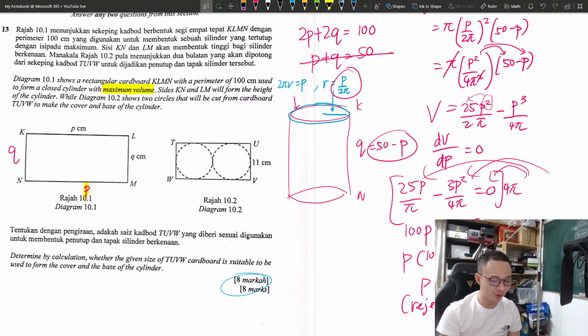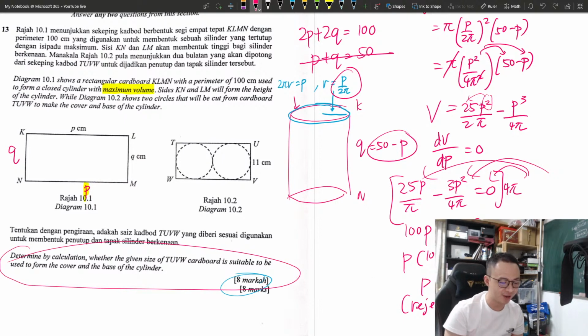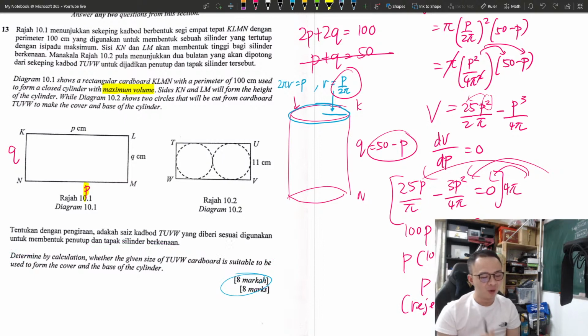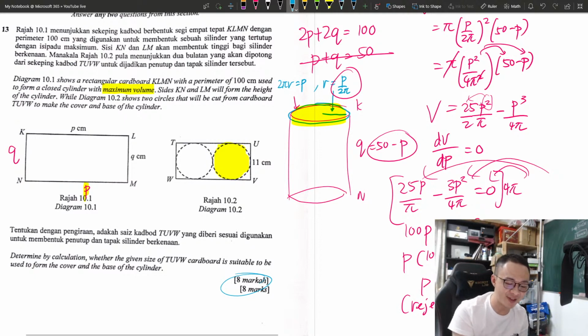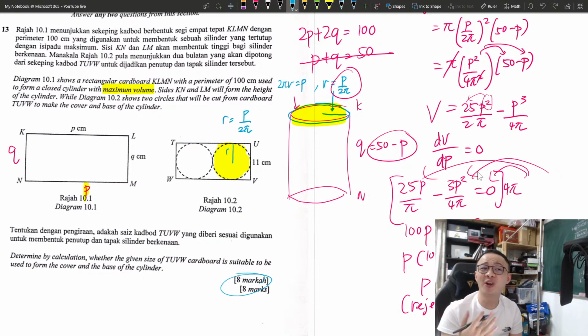Because here they tell you something very special. Determine by calculation whether the given size of the cardboard is suitable to use to form the cover and the base of the cylinder. Because this circle here, I will need to use it to cover this circle on the top. So both of them must have the same r, the same radius. And what is my r here? My r is actually equal to p over 2 pi, isn't it? And just now we got the p.